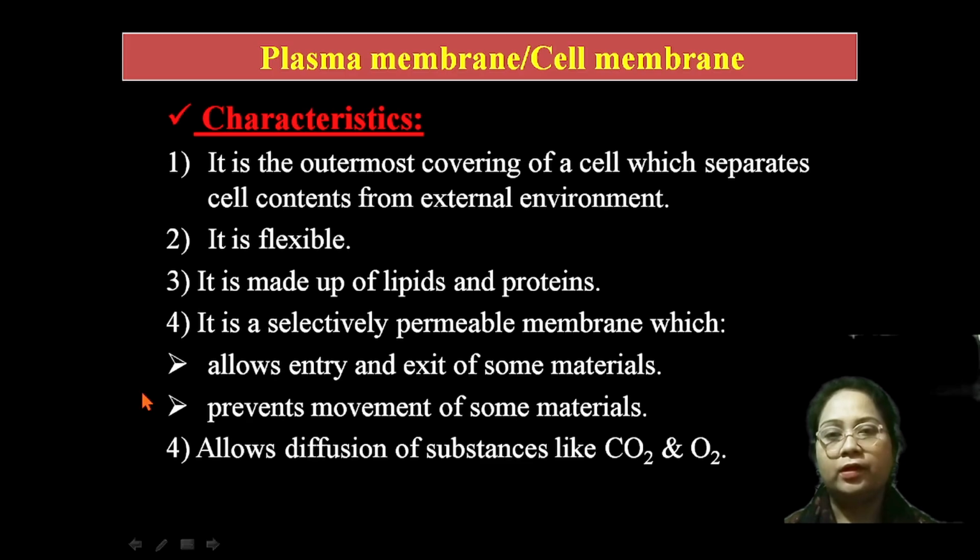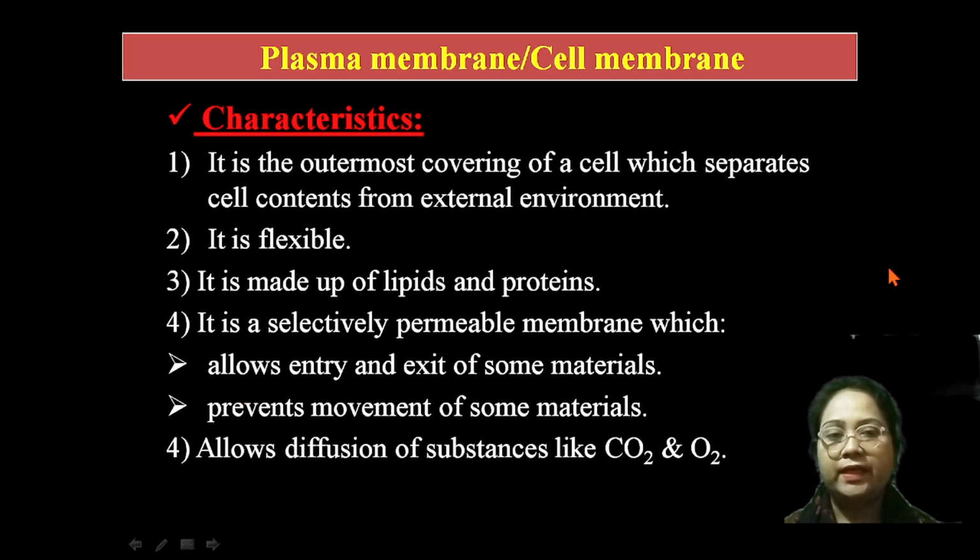Plasma membrane, or what we call the cell membrane also. And what are the characteristics? Animals and viruses do not have a cell wall, so the outer covering of these two organisms will be the plasma membrane, or cell membrane. This cell membrane is very flexible in nature, and it is made up of lipids and proteins. It is also called a selectively permeable membrane. Why is it called a selectively permeable membrane? Because it allows the entry and exit of some materials.